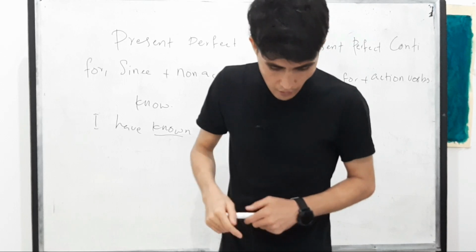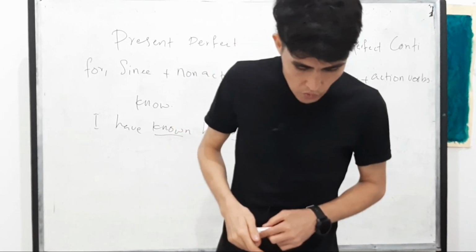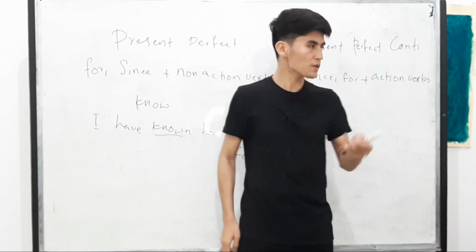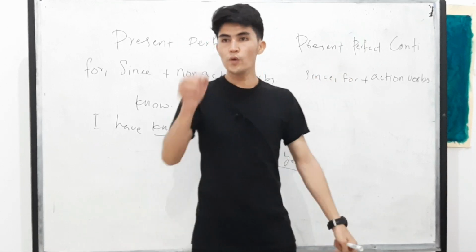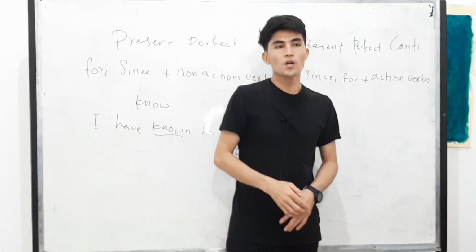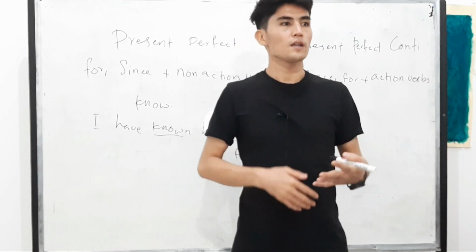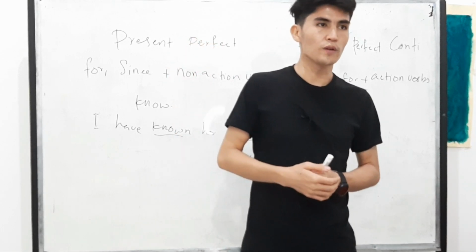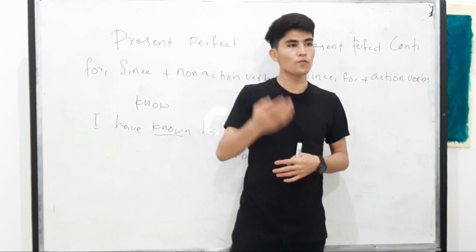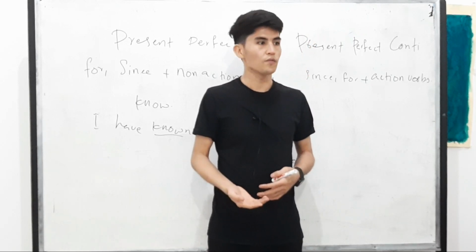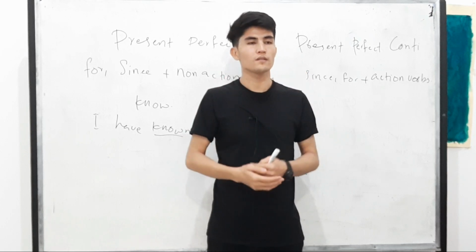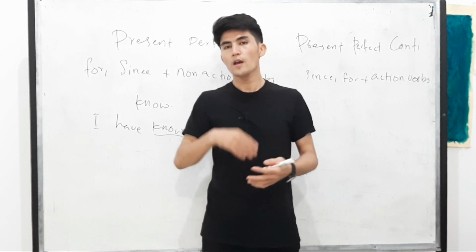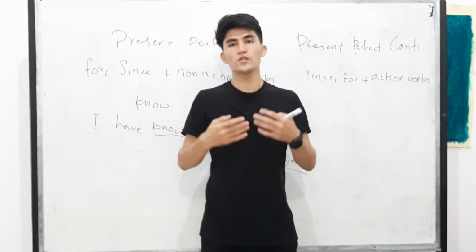Okay, action verbs to talk about actions that started in the past and are still true now. So present perfect we use since and for plus non-action verbs, and with the present perfect continuous we use since and for plus action verbs to talk about an action that started in the past and is still true now. Okay, action verbs, they are verbs that describe an action. For example, teach, learn, write, speak, talk, walk. They are action verbs because they show or they describe an action.